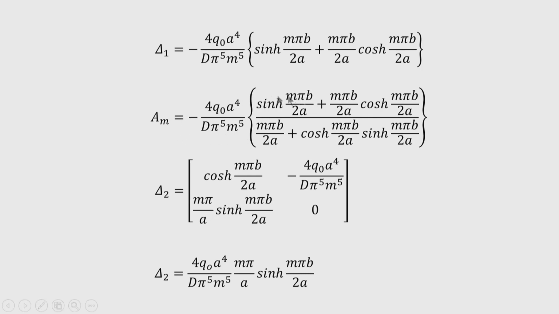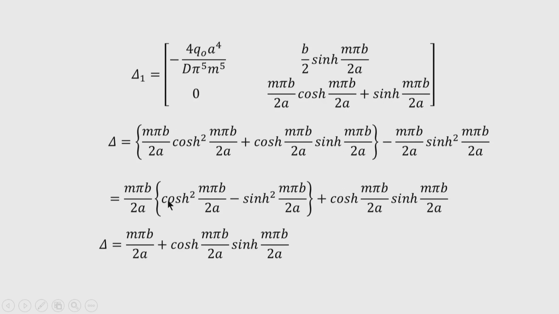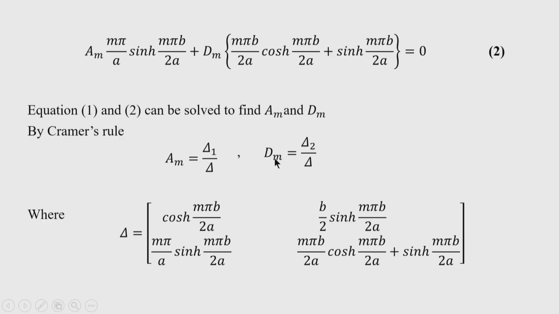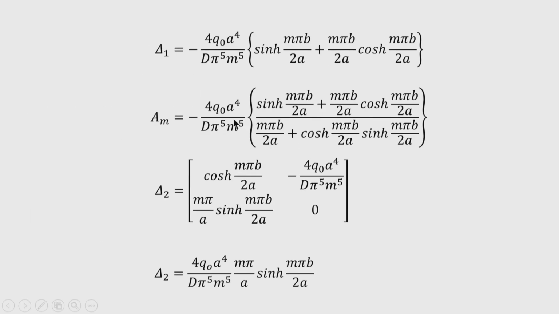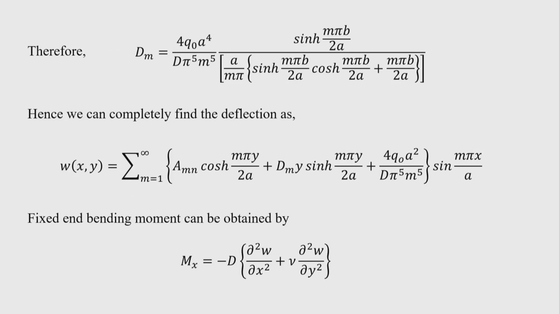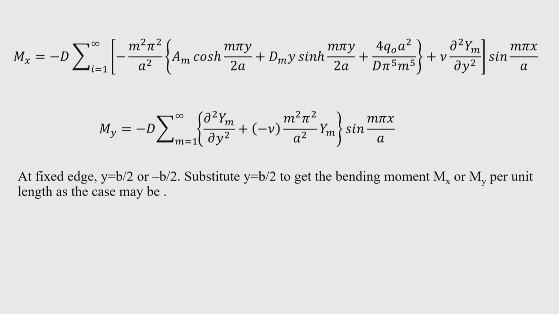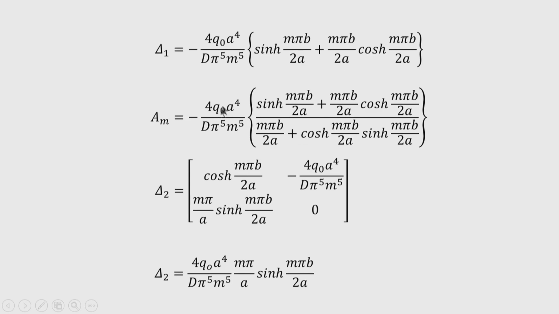So, after finding a_m, you can find the other constant d_m by finding delta 2. When we find delta 2 by Cramer's rule, you can see that the coefficient elements have to be replaced by the non-homogeneous term like that. So, delta 2 is here; we are finding this coefficient d_m using delta 2.